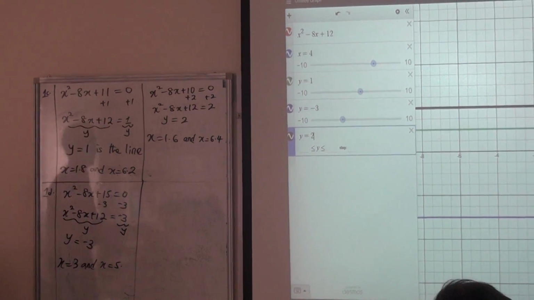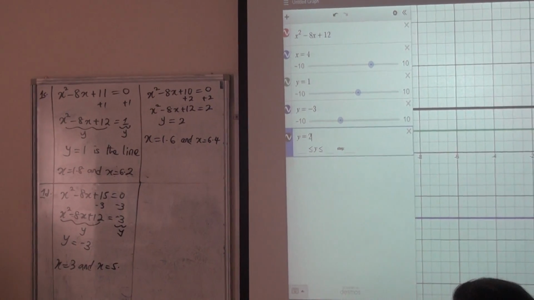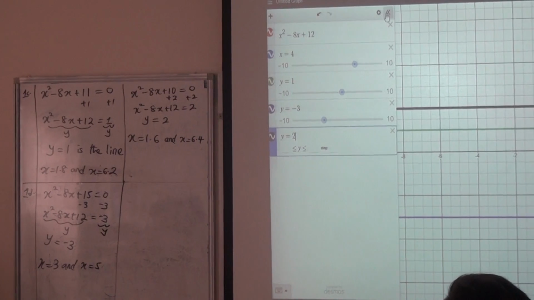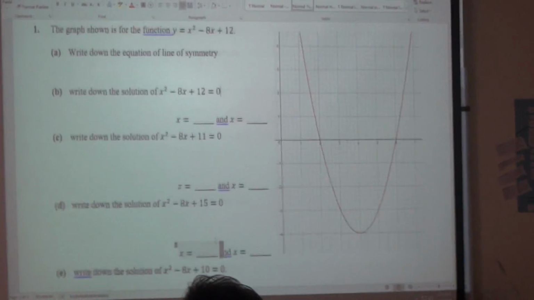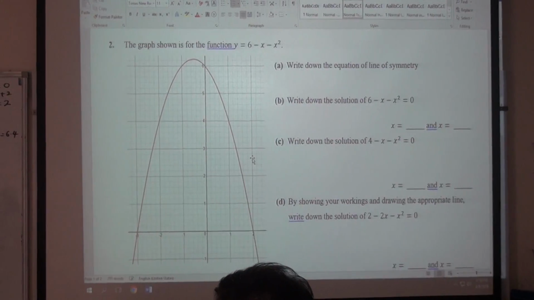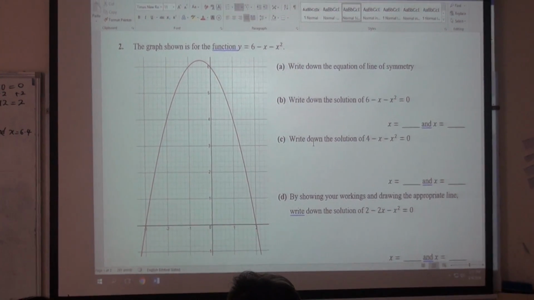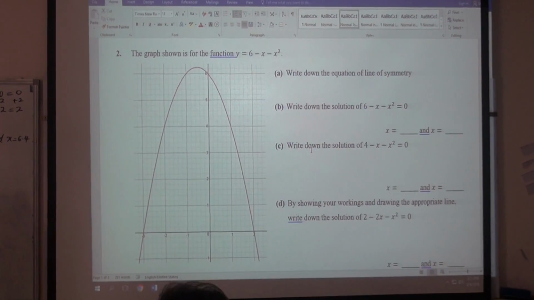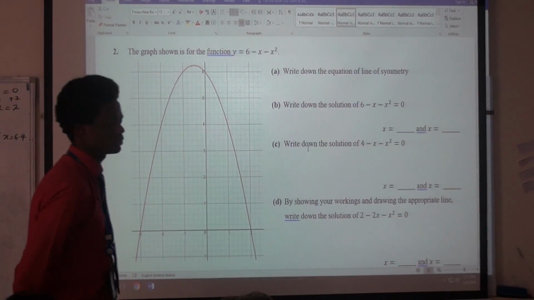You have to always draw the line because that's where the answer comes from. So we need proof that you actually know how to get the line. You have to always draw the line. So if you have not drawn any line, you need to. Okay? Any question? You need to always draw the line on the graph. All the lines. And they need to be clear enough.